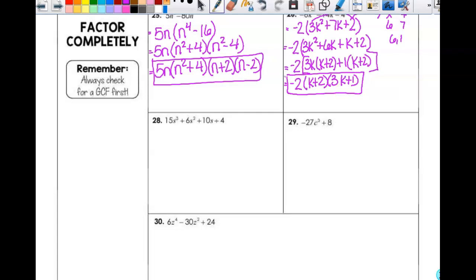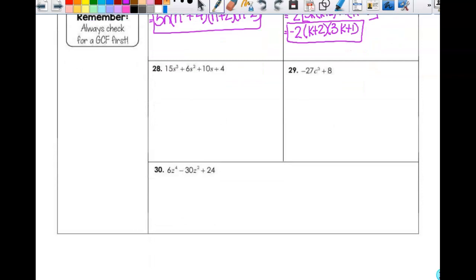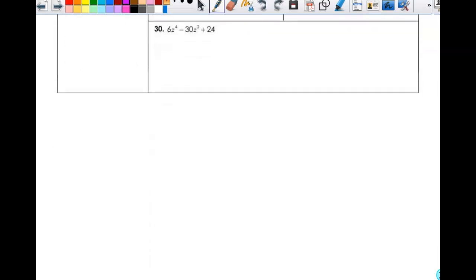Okay. What questions do you have? All right, we're going to skip 28 and 29 because that's just another grouping and another sum and difference of cubes. So we're going to do number 30. I was going to give you some time to work on it on your own, but I want to make sure we have time for the quiz. I don't want to be rushing you at the end. So let's do this one together.